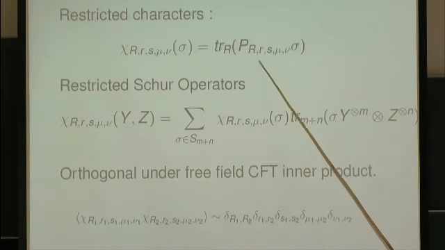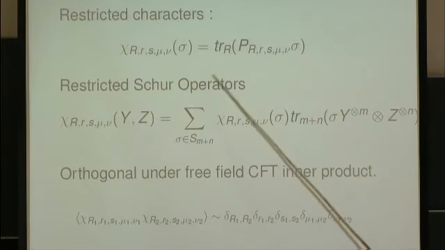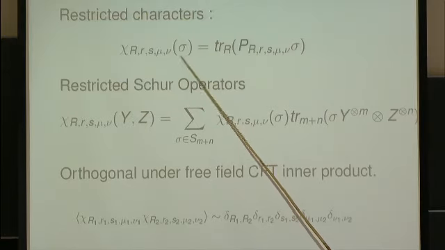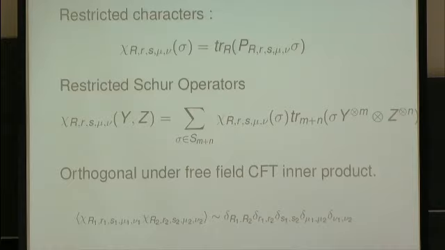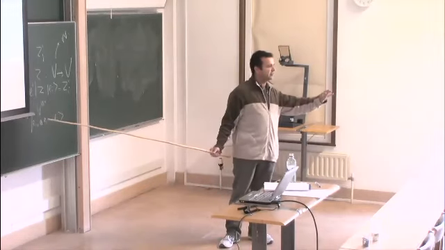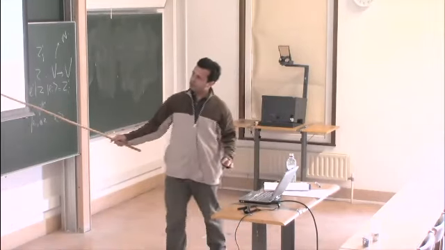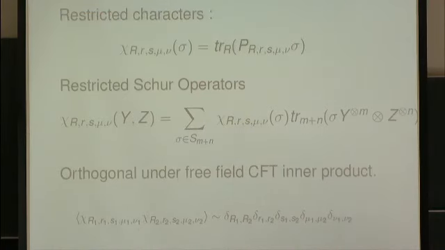If I take a trace of that projector along with a permutation, I get what is called a restricted character. It's a trace, so it's like a character. It has this projection type operator, so having to do with restriction, that's why it's called a restricted character. You sum this restricted character with these operators I introduced before. You sum over all permutations in Sm plus n. You get an operator called the restricted Schur operator, which is labeled by these indices. And they have the same nice properties in the free field theory as the Schur polynomials. They are orthogonal in the free field inner product.